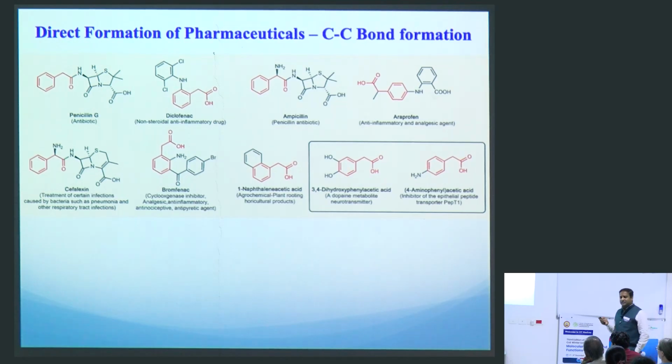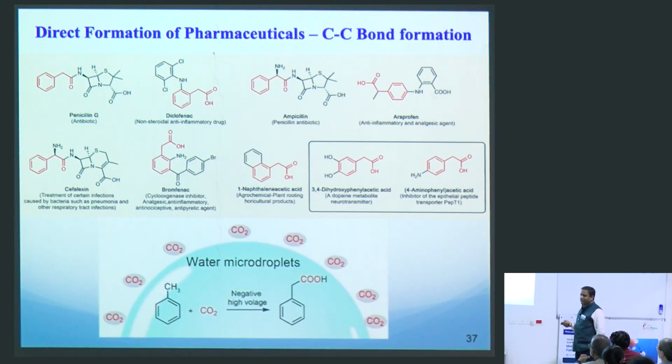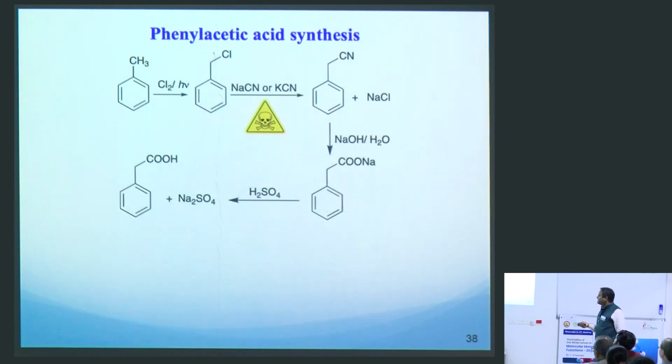They have a longer route to synthesize. But by using the microdroplet, just taking the toluene and carbon dioxide and spraying, we are able to get that phenylacetic acid. It's one of the industrial applications, where most industries make phenylacetic acid.